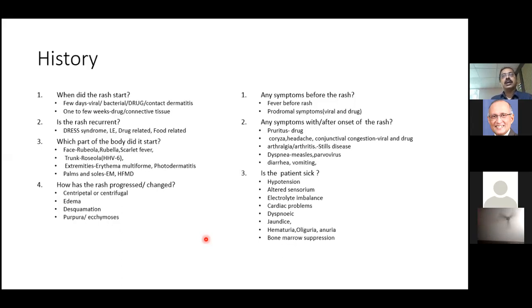Diarrhea and vomiting. That history is important because that may be the association of the viral diarrhea which has led on to a maculopapular rash. So the viruses may be the one which may be presenting as a vomiting or a diarrhea.